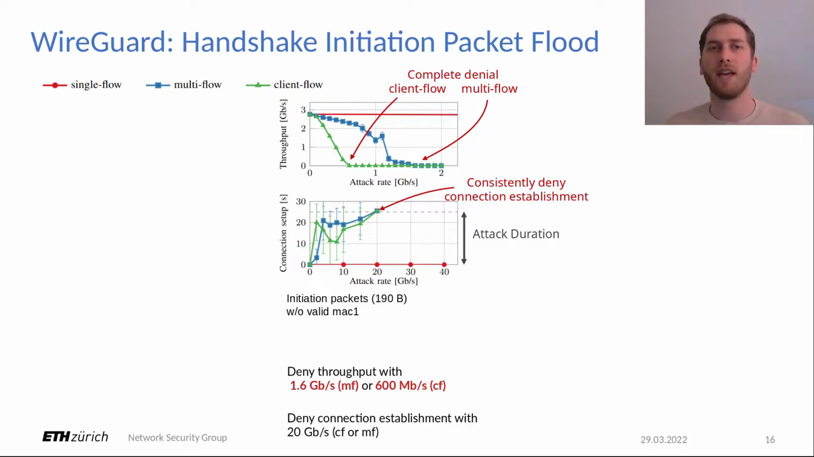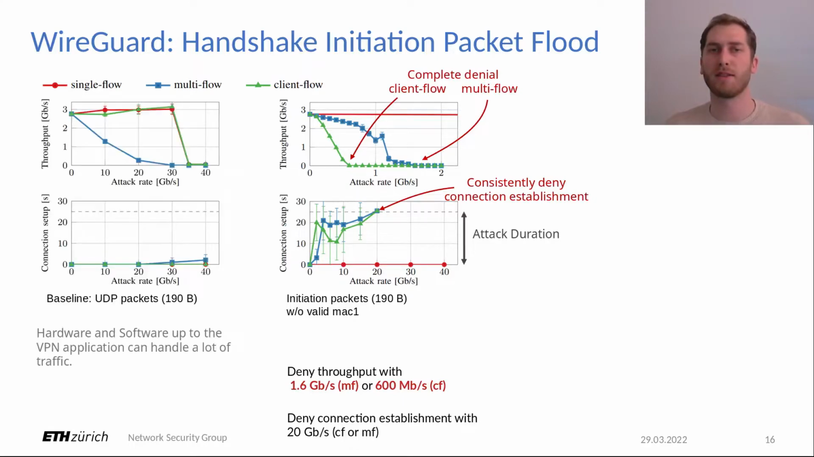On this slide, we see how well WireGuard handles a flood of handshake initiation requests. The x-axis represents the rate at which the attacker floods the server. On the y-axis, we have the measured throughput and the measured connection time. The plots show that the throughput between the VPN client and the VPN server is denied with roughly 1.6 gigabits per second of attack traffic when sent over multiple flows. With the client flow configuration, about 600 megabits per second of attack traffic are already sufficient. To consistently deny connection establishment, roughly 20 gigabits per second are required.